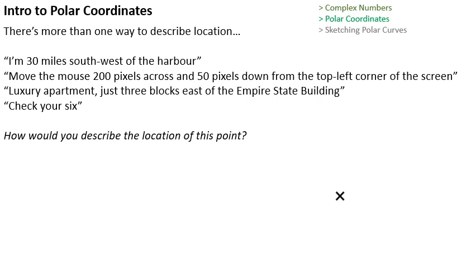and down mean. Check your 6, you might have come across this expression from the military, to look at your personal 6 o'clock position. In other words, right behind you, something's going down.